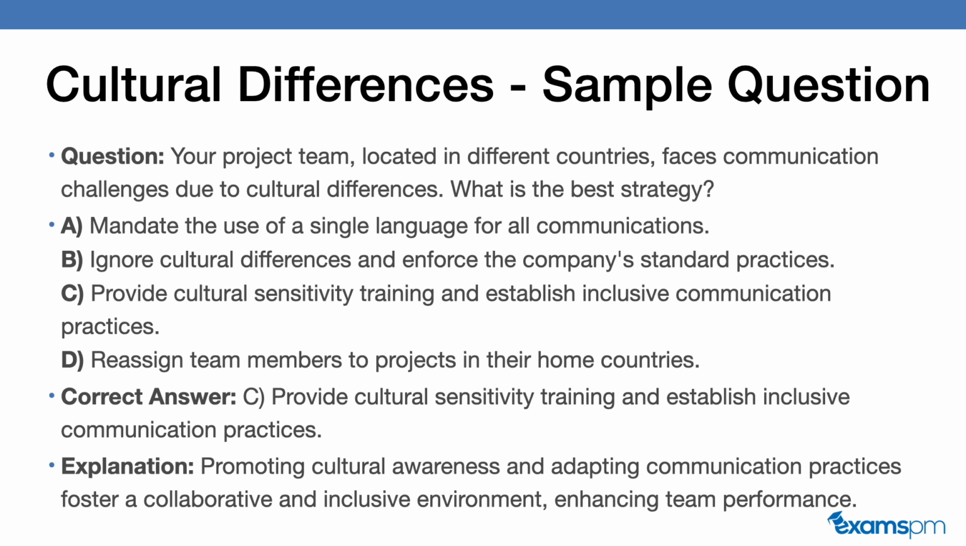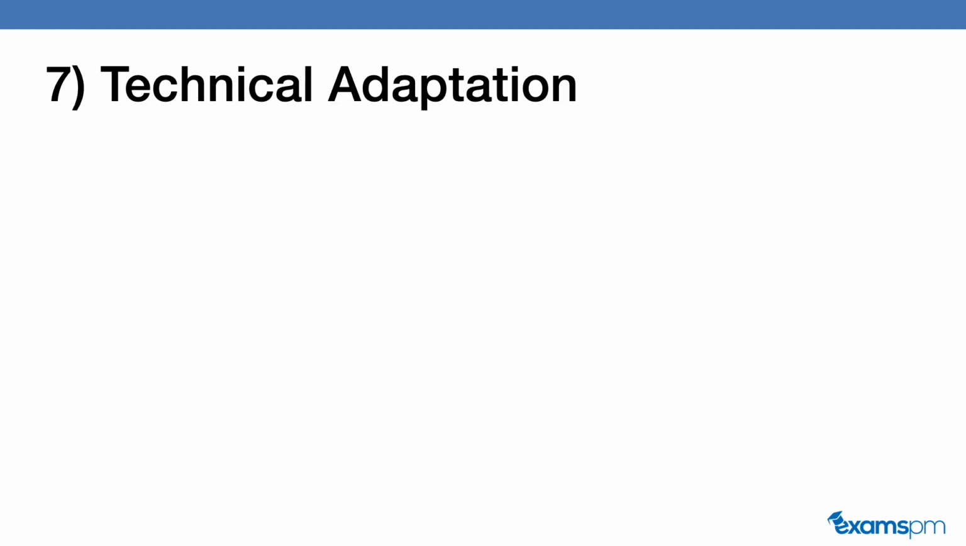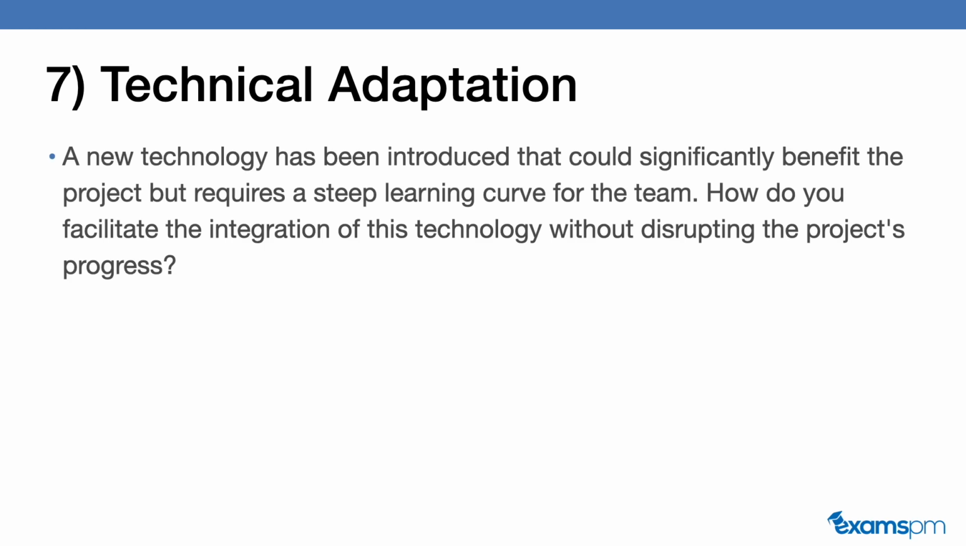Now let's move on to the seventh type of situational question that you may encounter on your PMP exam. And this is about technical adaptation. Sometimes in your project, you may need to adapt a new technology, and your team may be resistant to this because change is hard for a lot of people. And when you face this type of situation, how do you navigate the integration of this new technology into your team without disrupting the project's progress?